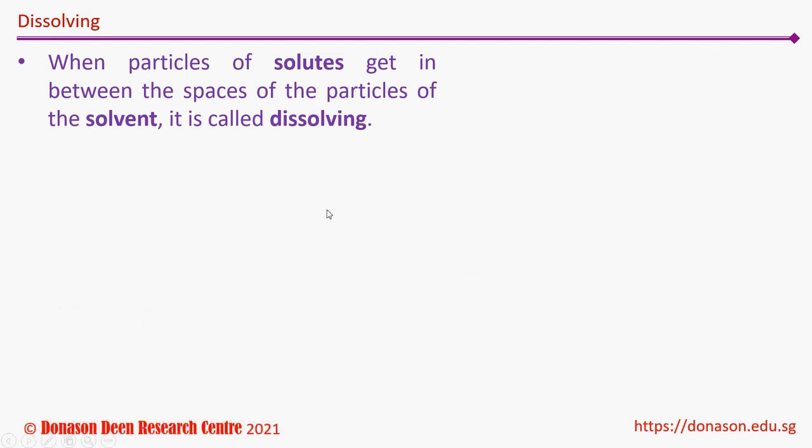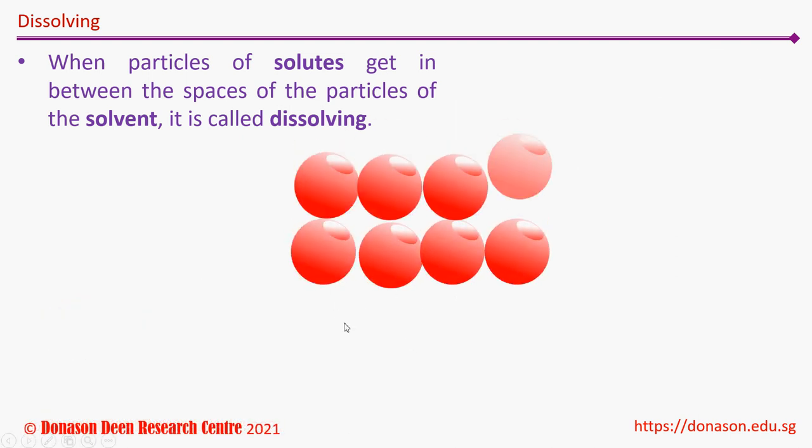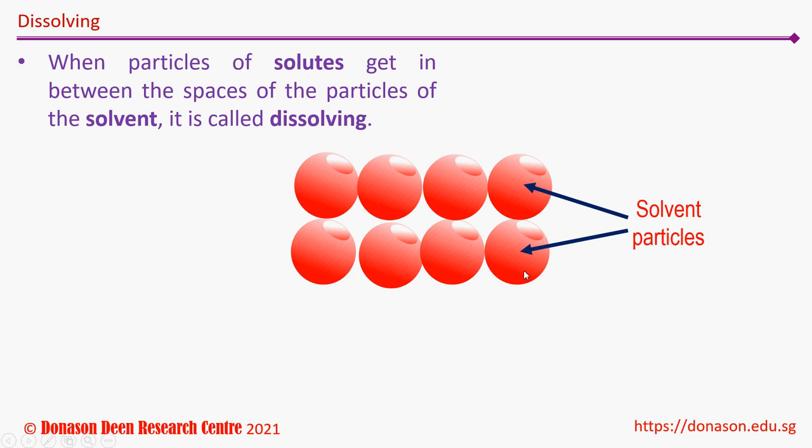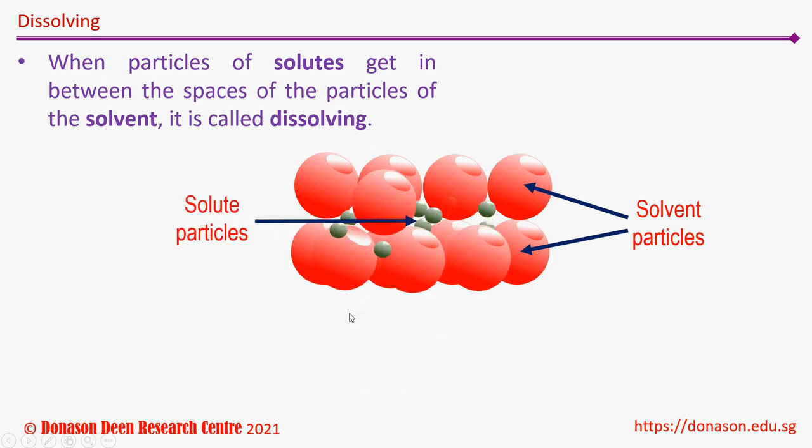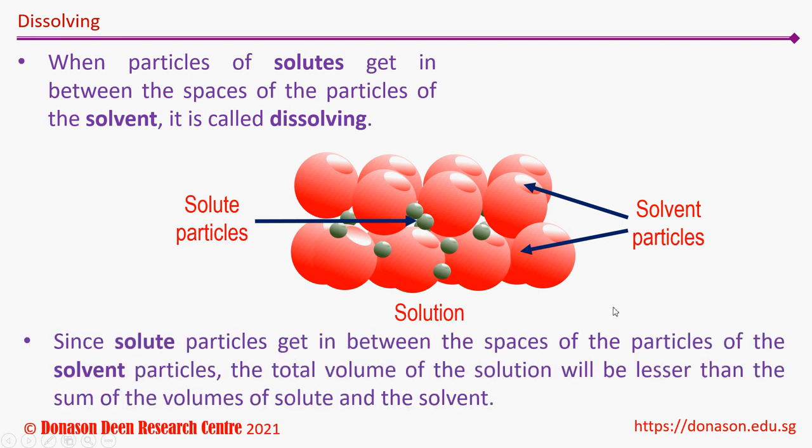So here is a particulate model of that. If we were to imagine these as the solvent particles, here you can see in between the solvent particles there are spaces. So in these spaces the solute particles can get in. When the solute particles get in between the spaces of the solvent particles, we call the process dissolving, and this mixture of the solute and the solvent together we call a solution.